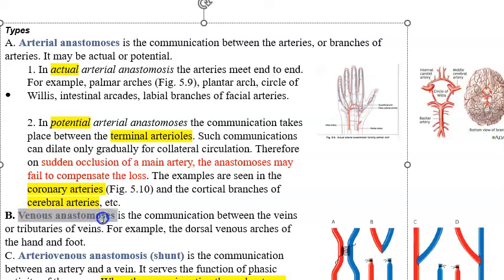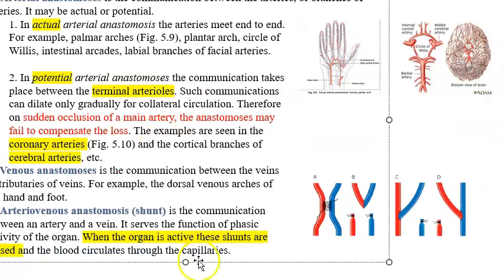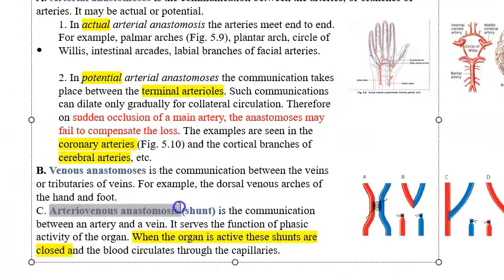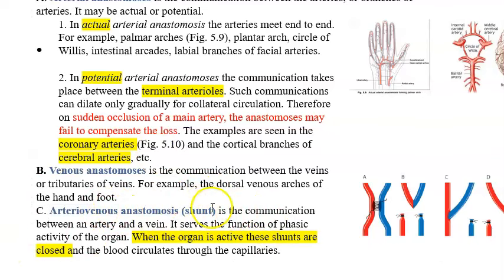Then coming to venous anastomosis, basically between the veins, correct? Similarly here also you will say arches of hand and foot only. Same thing. Then coming down here to the arteriovenous anastomosis. Arteriovenous anastomosis, this is called a shunt. This has a special word called a shunt. Why will this happen?